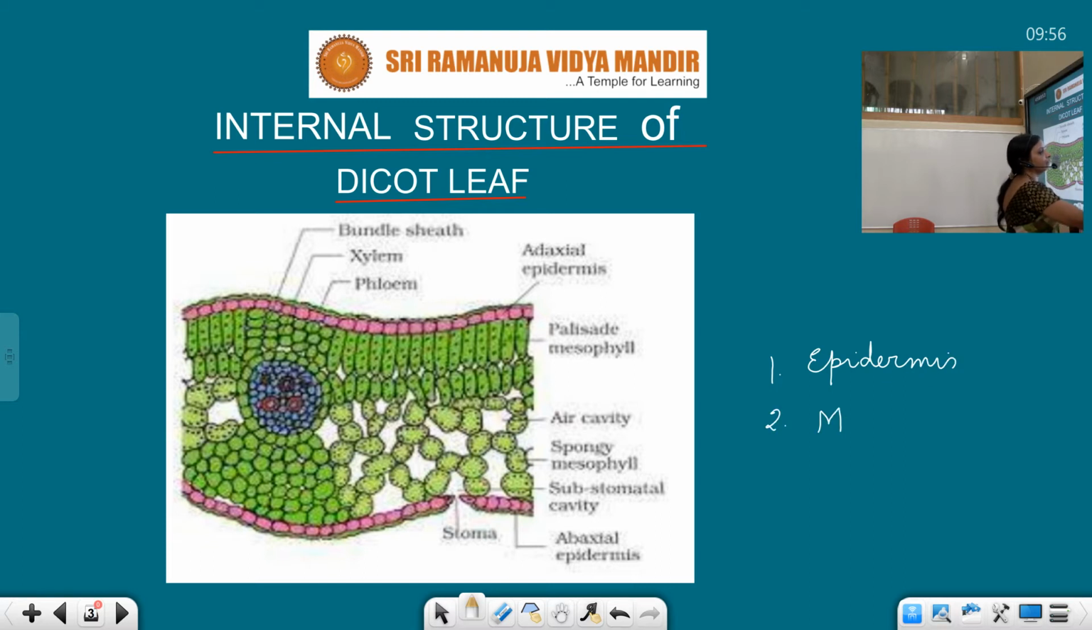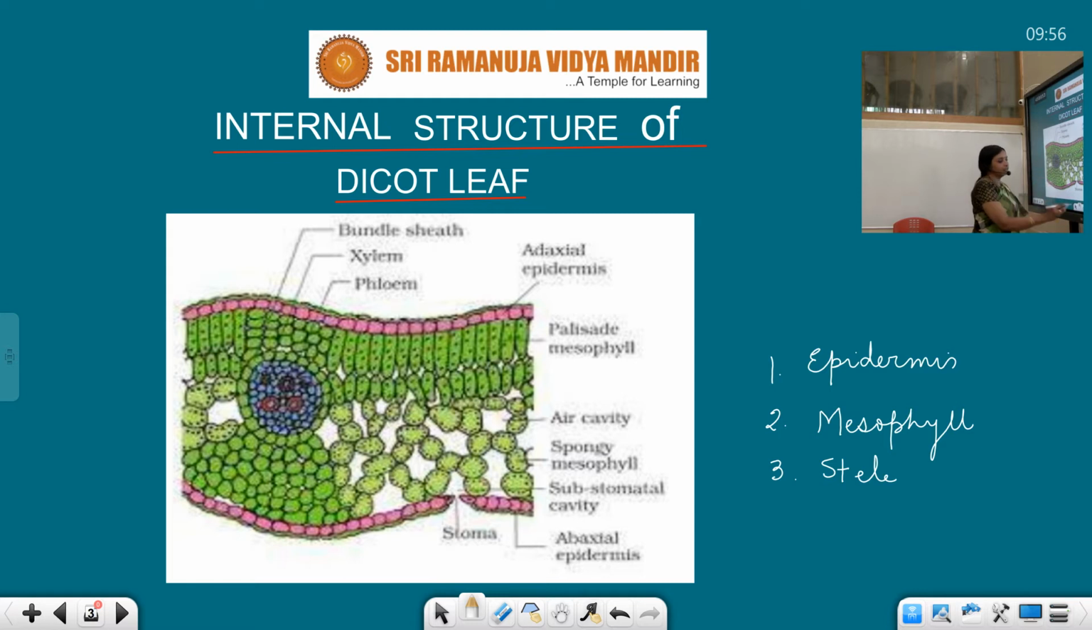Second, we see mesophyll cells, and third portion is stele. So these three regions are the main regions which we see in dicot leaf and monocot leaf also. But let's see the first structure of dicot leaf.